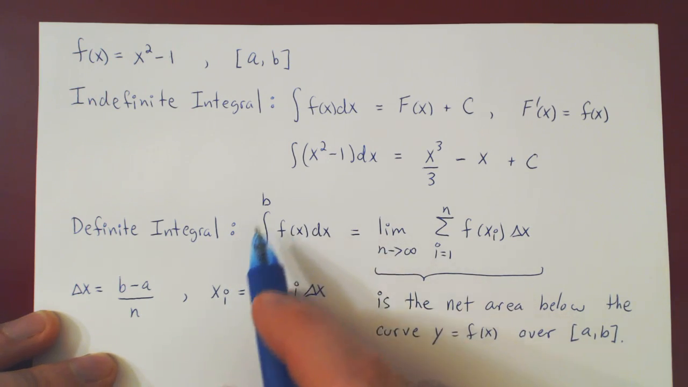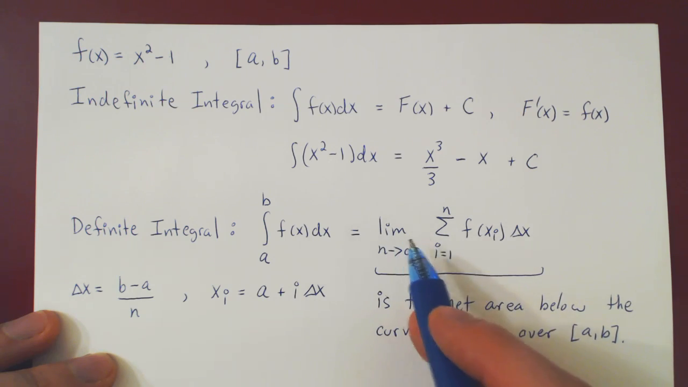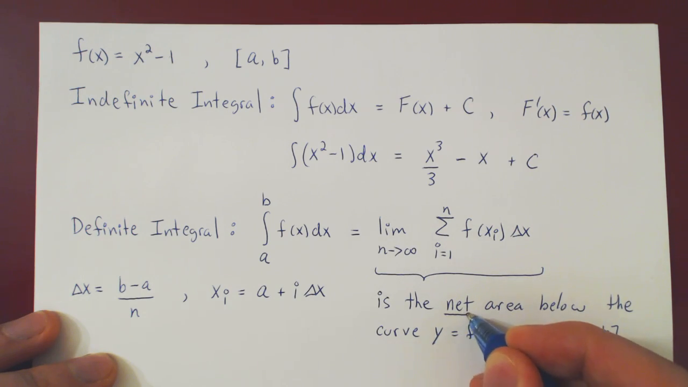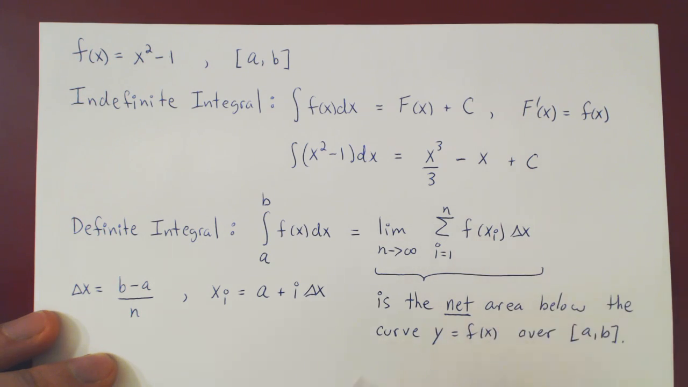So the definite integral of f from a to b, being the limit of the Riemann sum, is the net area below the curve given by y equals f of x over the interval x equals a to x equals b. And from a picture you'll understand why we use the word net. As I've just said, whenever f is positive, we will obtain the positive of the area. Whenever f is negative, we will obtain the negative of the area.